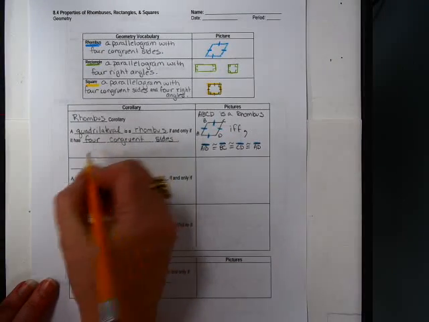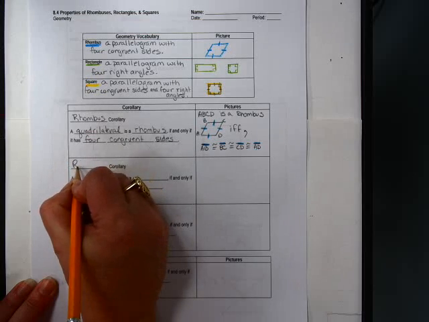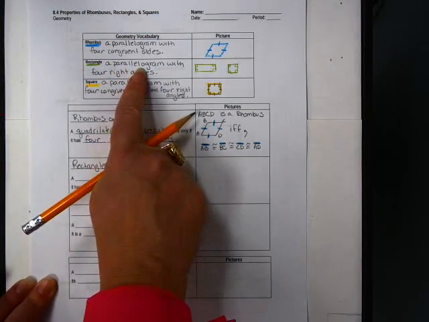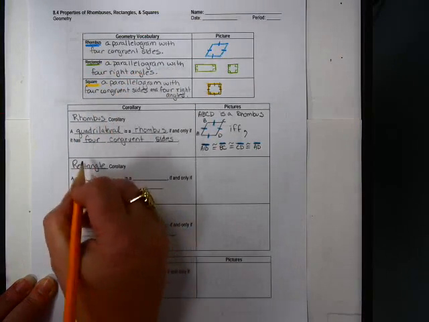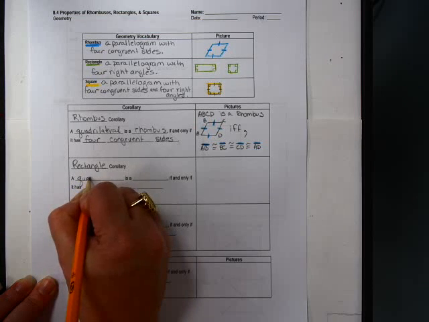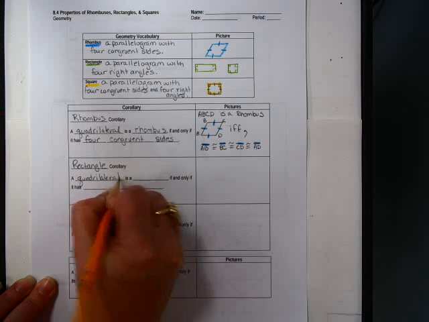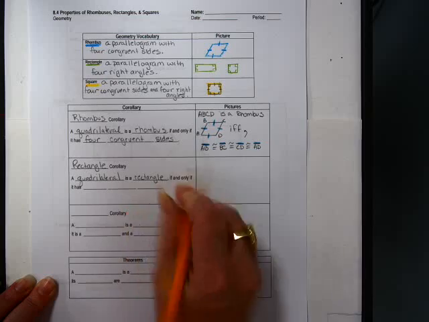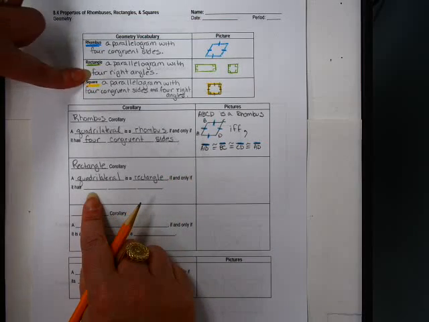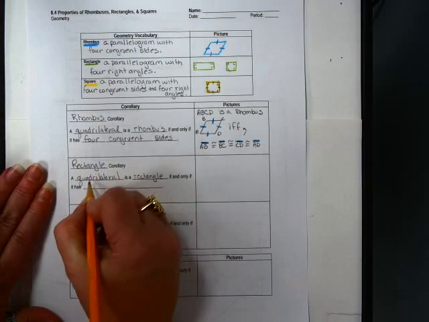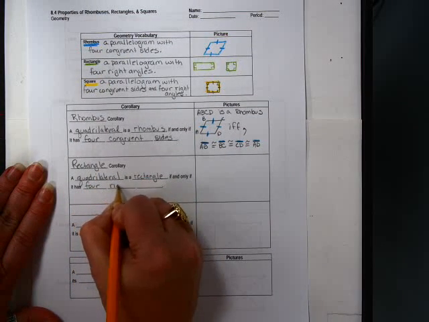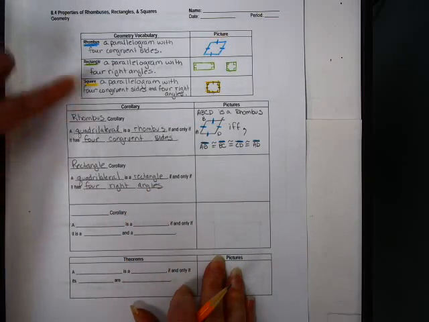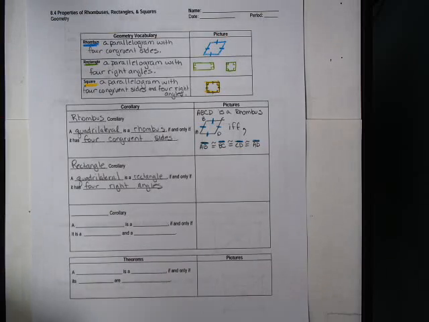Next, I have a rectangle corollary. Okay, it's going to be an extension of this. So instead of starting off with parallelogram, we're going to start off with the word quadrilateral again. A quadrilateral is a rectangle if and only if it has four right angles. So it's not exactly the definition, but it's taking the definition and expanding it a little bit.